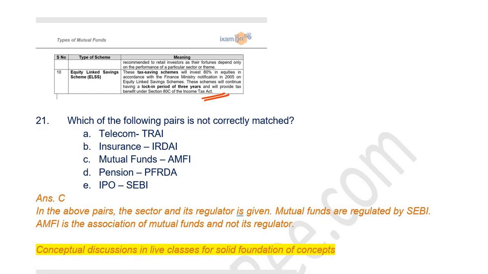Next question related to matching of different pairs, where you had to find which one was not correctly matched, and the combination related to the regulator and the particular sector which it was regulating. So telecom is regulated by TRAI, insurance by IRDA, pension by PFRDA, IPOs or capital markets by SEBI. So the incorrect option here was that mutual funds are not regulated by AMFI, they are regulated by SEBI.